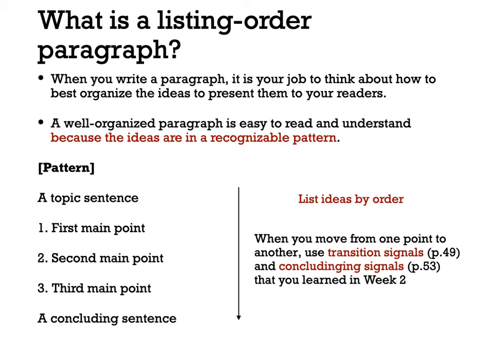Three keys to writing a listing order paragraph are, as you can see on page 37: 1. Begin with a topic sentence that names the topic and says it has several points. 2. Write about or list each point separately by using transition signals such as first, second, and third. 3. End with a concluding sentence that reminds the reader about the points just discussed in your paragraph.